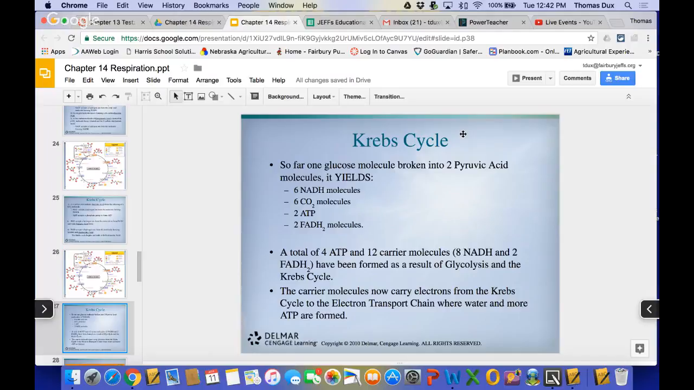Glycolysis again takes place in the cytoplasm of the cell. That glucose enters into the mitochondria. The Krebs cycle takes place inside of the mitochondria. The electron transport chain is going to take place on the inner membrane, just like the electron transport chain took place on the inner membrane of the thylakoid.